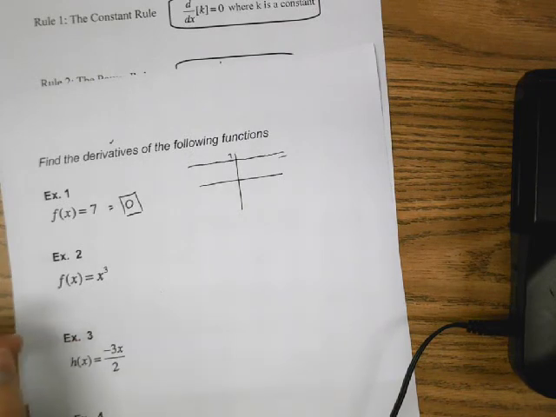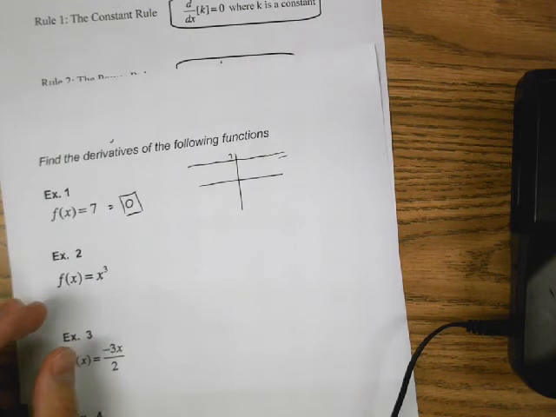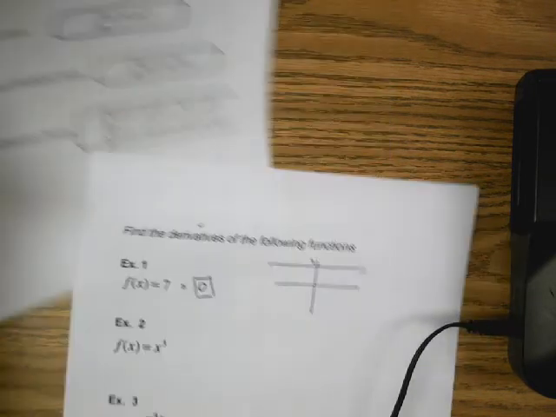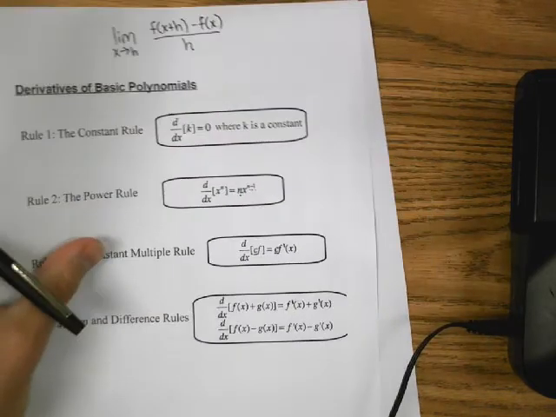Next one, example 2, is let's try x to the third. We want to find the derivative of x to the third. So let's look back at our rules.